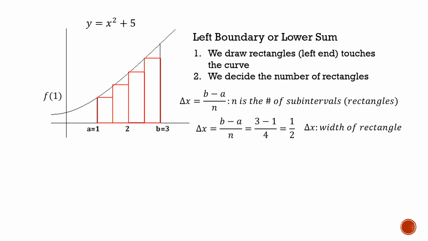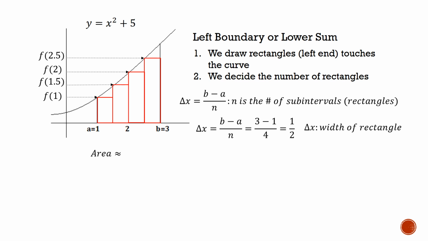Now, if I find the area of one rectangle, and find the area of the second rectangle, and the third and fourth, and I add up those areas, that would give me a pretty good approximation of the area underneath the curve. So all I need, since I know the width, is the height. The height is going to be f of 1, the next one will be f of 1.5, the next one will be f of 2, and finally the last one will be f of 2.5.